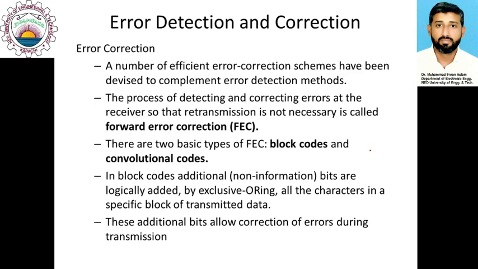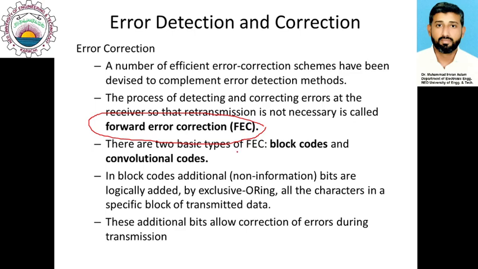So let us now move on to error correction. We know that there are a number of efficient error correction schemes available for data transmission. Whenever there is error correction capability in the code, we do not need a retransmission. Generally this type of scheme is called forward error correction, because it does not require any retransmission, so errors are automatically corrected at the receiver side.